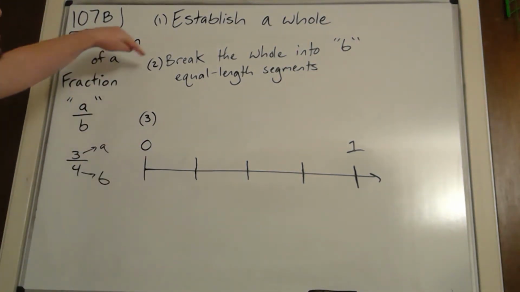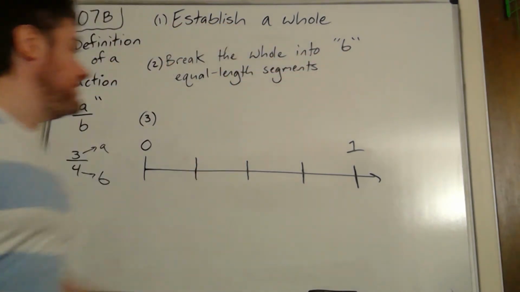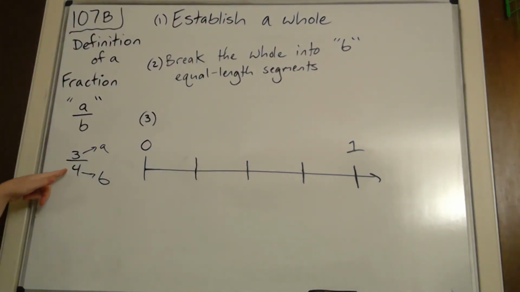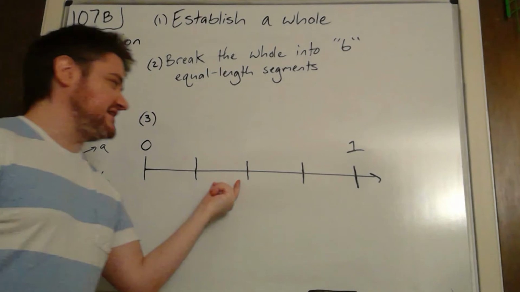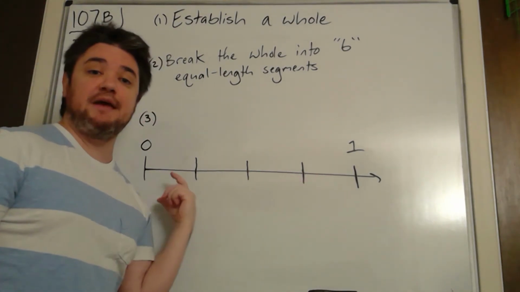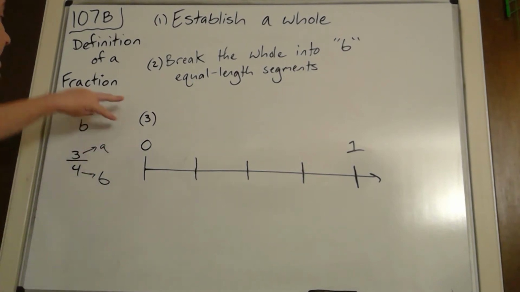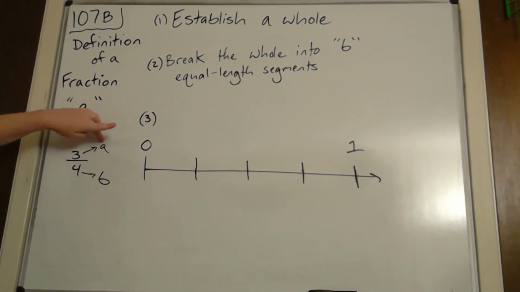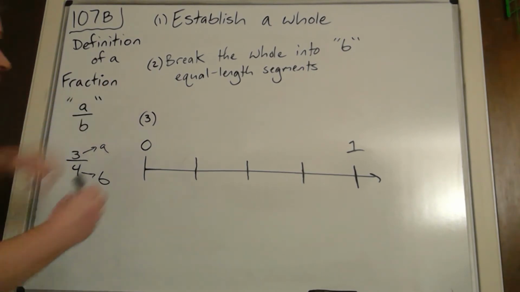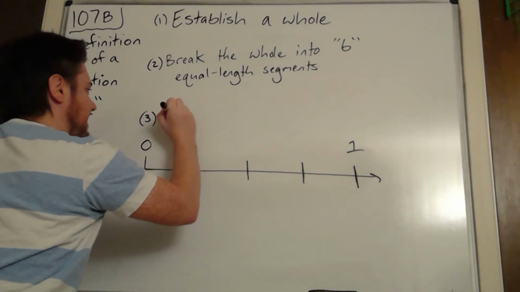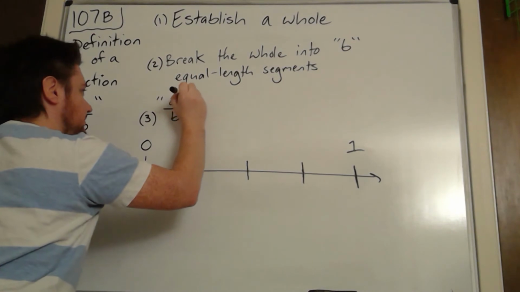Okay, so we break the whole into B equal pieces. In this case, the 4 represents not the size of the pieces, but the amount of pieces, or the number of pieces that we've got right there. All right, and now the last part of our definition is we can discuss what A means individually, but the last part is that we're just going to introduce the fraction now, A over B. So let me sort of put that in quotes.